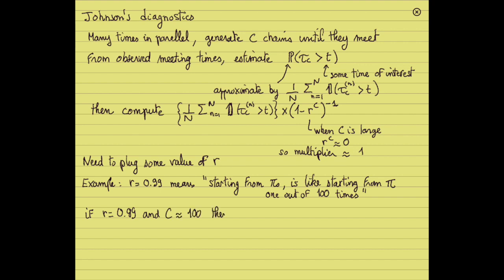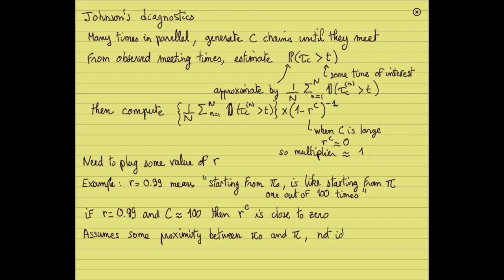But even if r is 0.99, so pretty close to 1, note that if c is 100, r to the c is much less close to 1. It's not actually that close to 0, it's around 0.37. And if c is equal to 1,000, then 0.99 to the 1,000 is very close to 0. And thus the upper bound on the total variation distance of interest might be hopefully not too large.